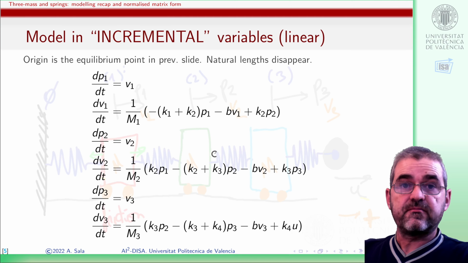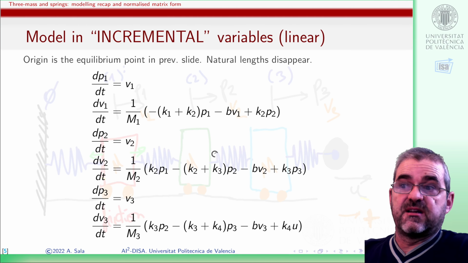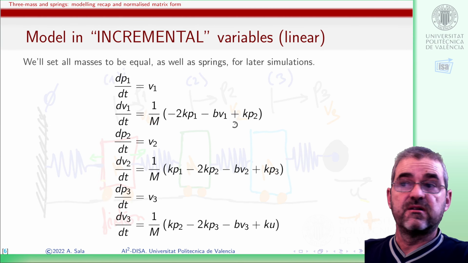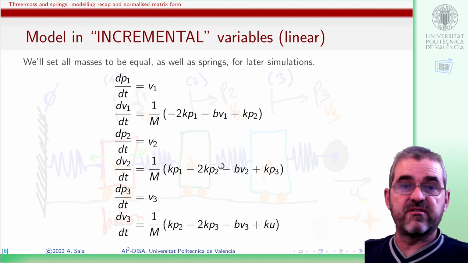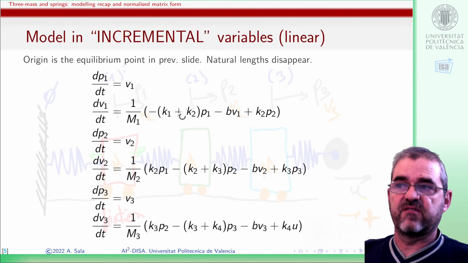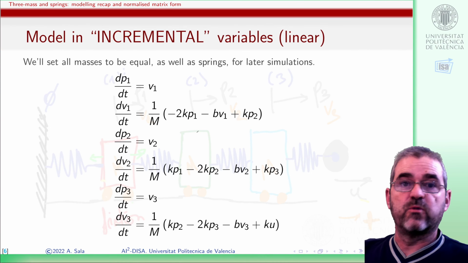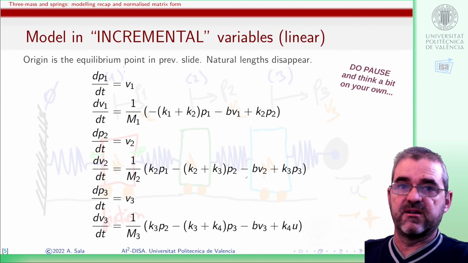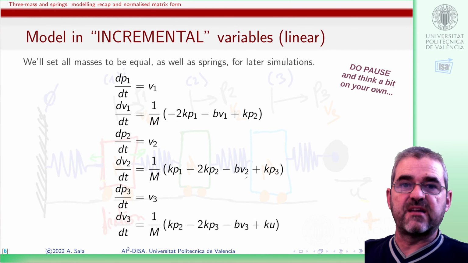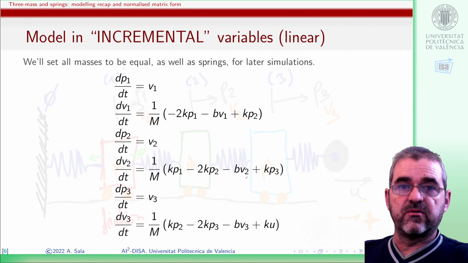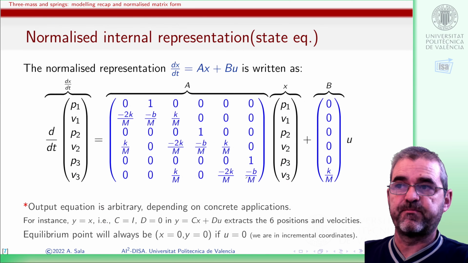We'll simulate it later. In fact, for simplicity, we will simulate with all the spring constants being equal. So we will see plots of the time response of this system, in which all spring constants, instead of k1 plus k2, I just wrote 2k. So again, if you carefully look here and here, you will see what I mean. In order to simulate this system in MATLAB, we may wish to write it in so-called normalized matrix form, which is this one.